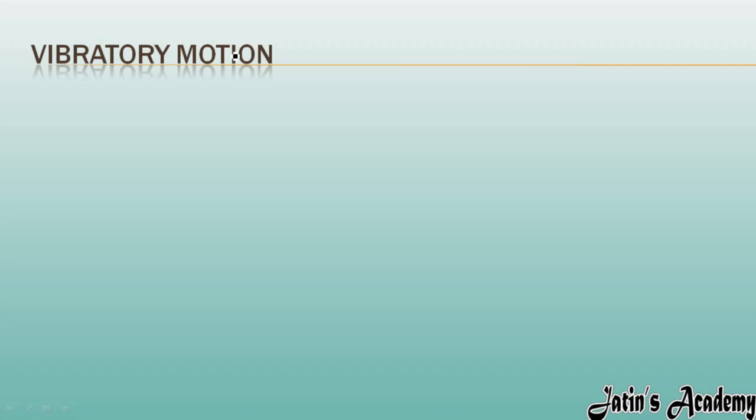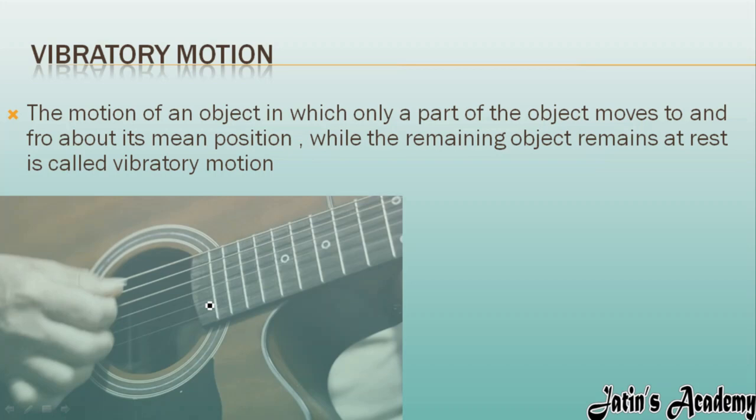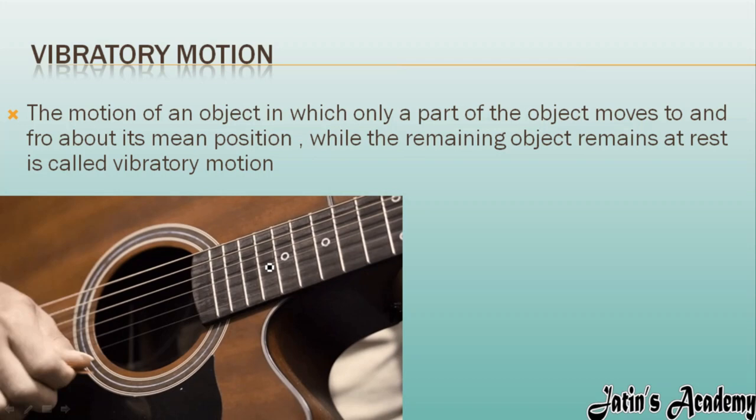Next we have vibratory motion. So what do you mean by vibratory motion? The motion of an object in which only a part of the object moves to and fro about its mean position, while the remaining object remains at rest. See, for example, here I have a guitar. In this guitar, when we pluck the strings, these strings will only move to and fro. These strings are only going to show vibration. But the full guitar is at rest only.